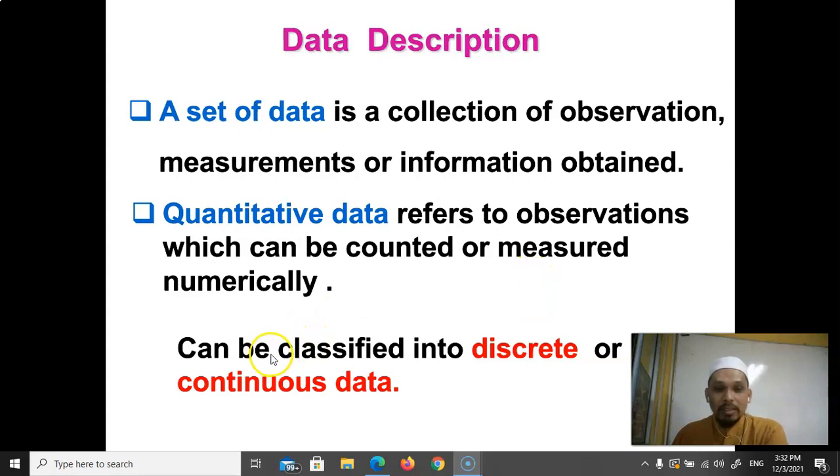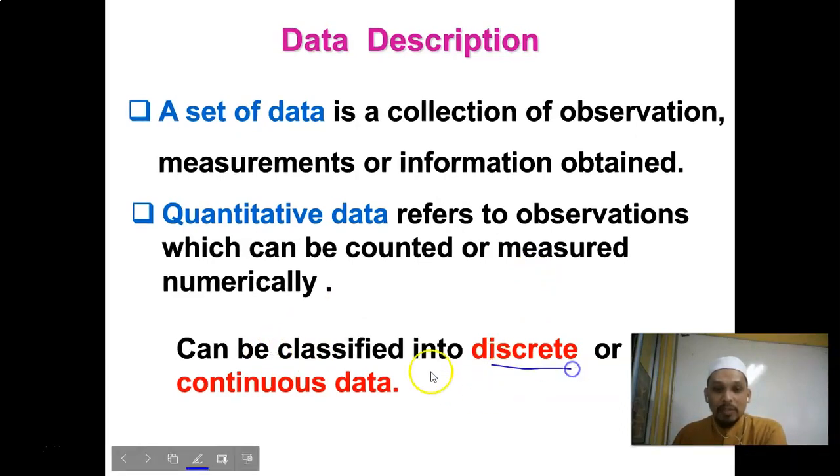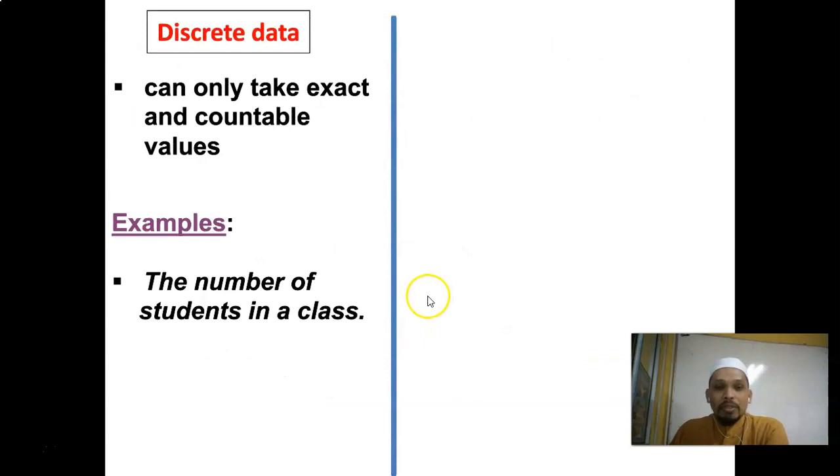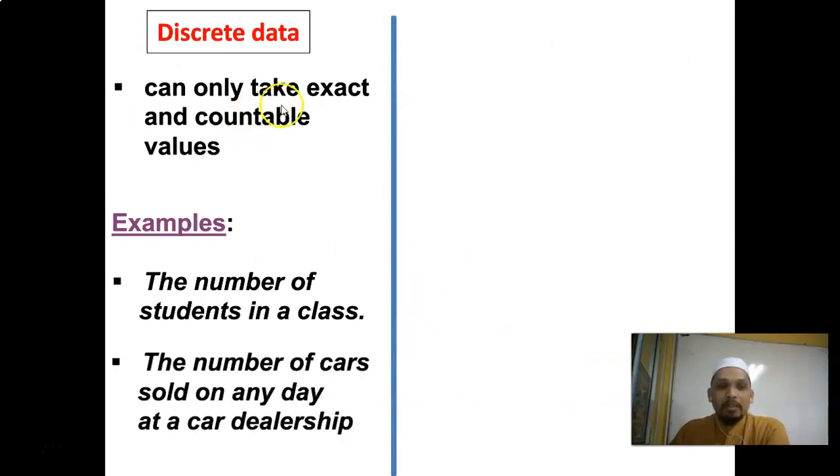So, data can be classified into discrete or continuous. What is discrete and continuous here? Okay, so discrete data can only take exact and countable values. For example, the number of students in the class; it is impossible for us to describe that there are 7.35 persons or students in the class.